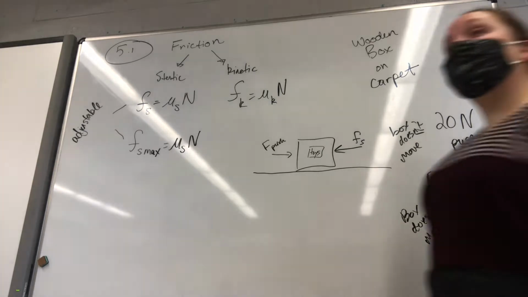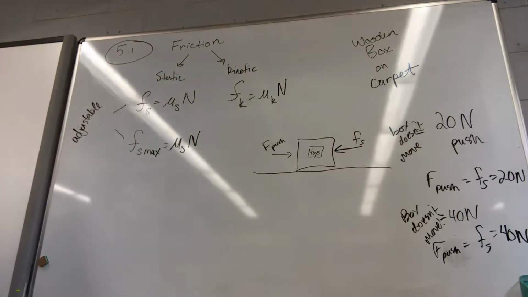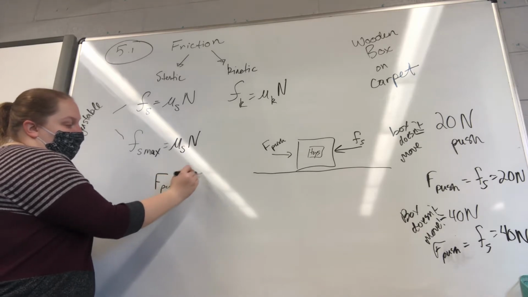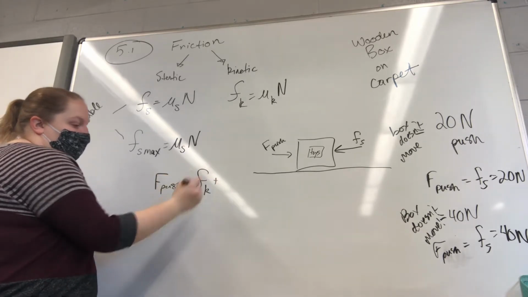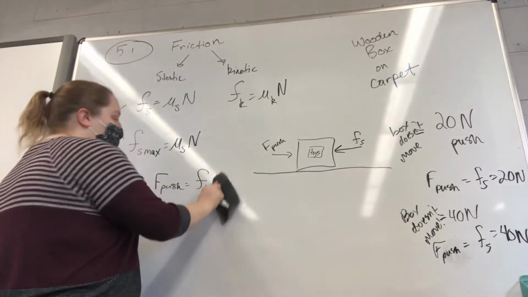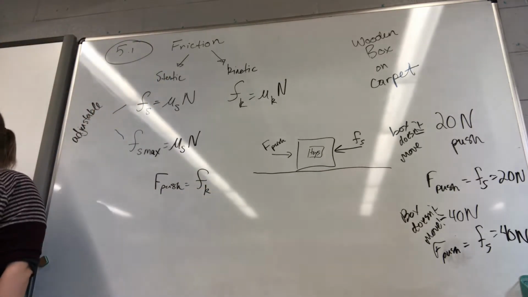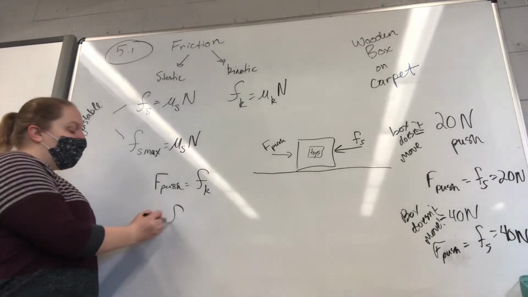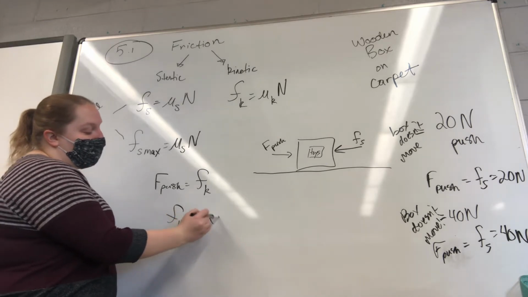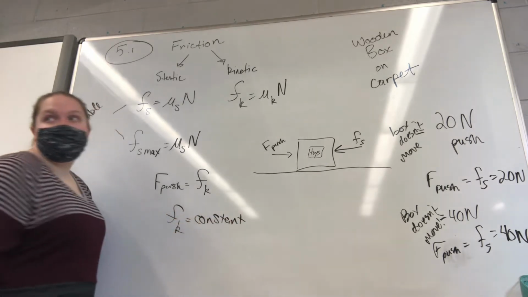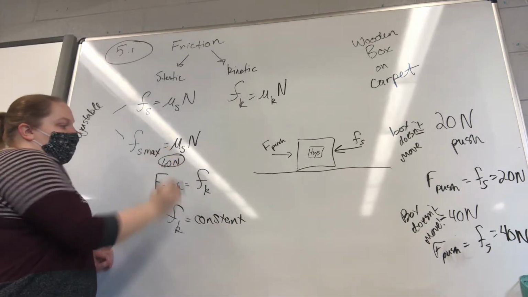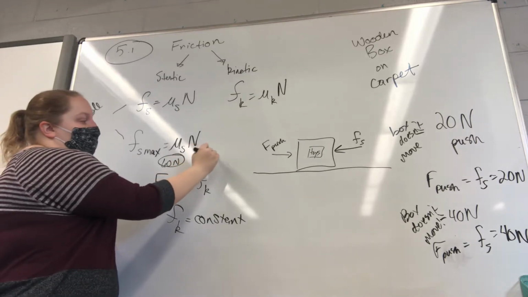So static friction is the one that can change, depending on how hard the applied force is. Kinetic friction means that the object starts to move. Once the object starts moving, Fk will be constant. So let's say we push with a force of 60 newtons, and the Fk is 30 newtons.